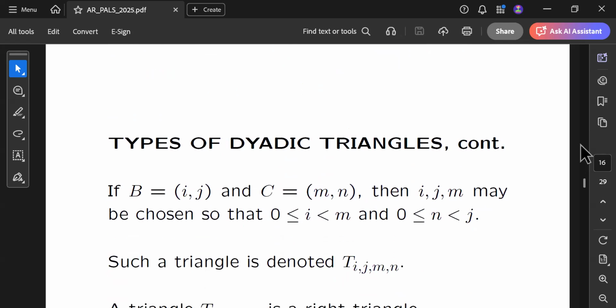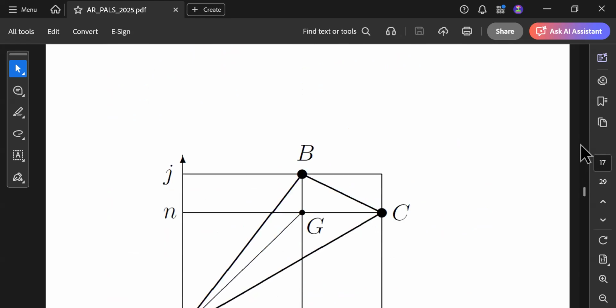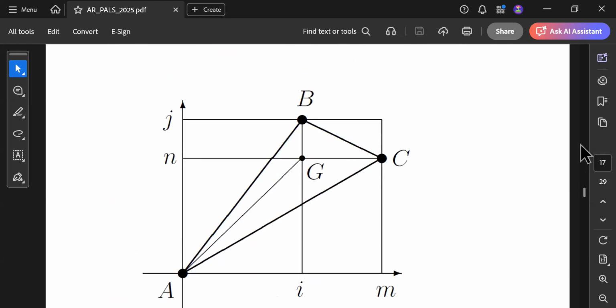So I will skip this slide and will show you the illustration on the picture. Here is a general situation of such a triangle. And you may notice that if I and n both are 0, then we get a right triangle. If one of I and n is 0, then we get a triangle with one vertex on one of the axes. We call such triangles hats.